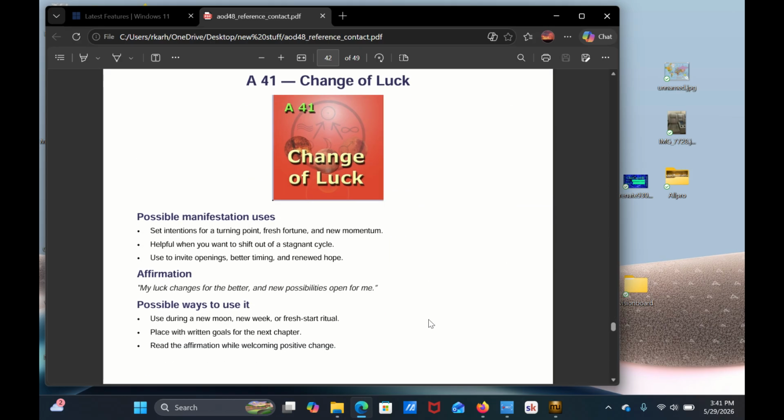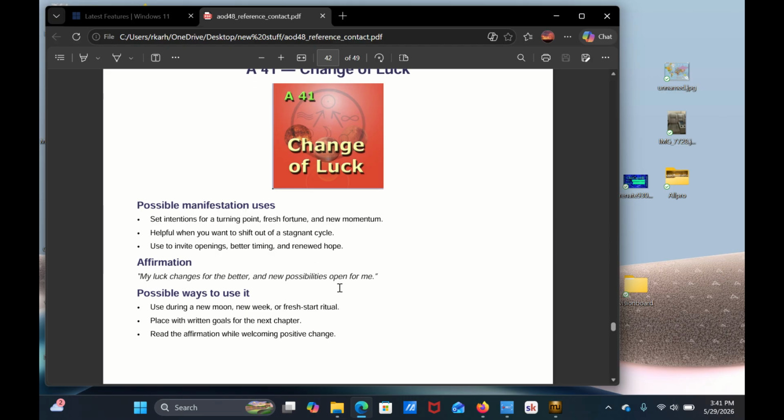Change of luck. Set intentions for a turning point, fresh fortune, and new momentum. Helpful when you want to shift out of a stagnant cycle. Used to invite openings, better timing, and a renewed hope. My luck changes for the better and new possibilities open for me.